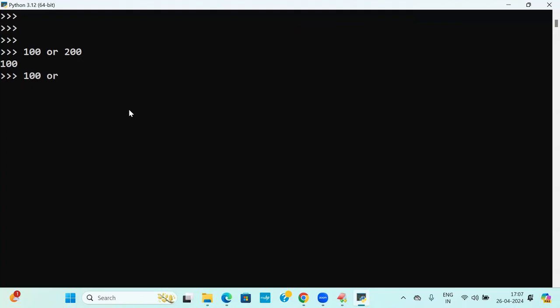100 or 0. Come on. 100 or 0. 100. Rishabh, my dear student, answer. This is called what? Non-zero. Non-zero means what? True. What is this now? False. True or false? In the true place, what is there? What is the answer? Good.